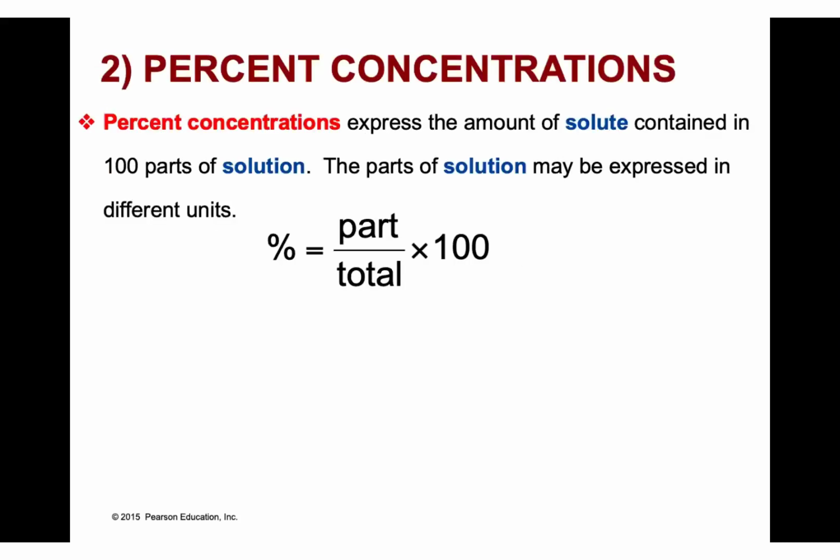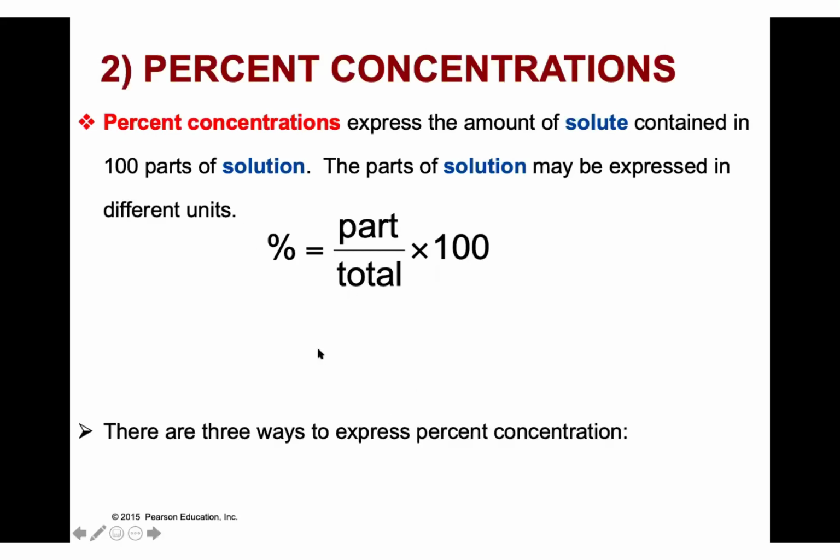Okay, so for the second one, we have the percent concentrations. When you hear percent, what does it mean? It is the amount of solute in 100 parts of solution. So it's basically like other percentages. We want the part over the total times 100. There are three ways to express percent concentration. Let's go through each of them.